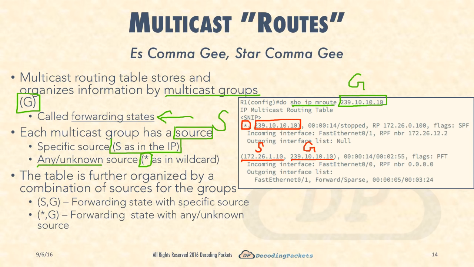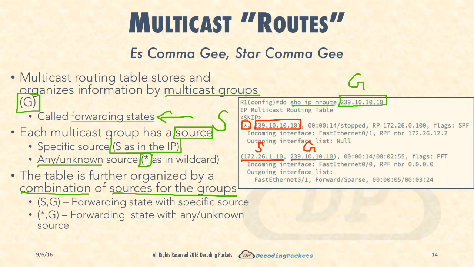Star,G. So now, because there is this understanding about the sources, known sources versus unknown sources, the router can further organize that table by a combination of sources for the groups. So each group will have a source, or will have any source, star,G.